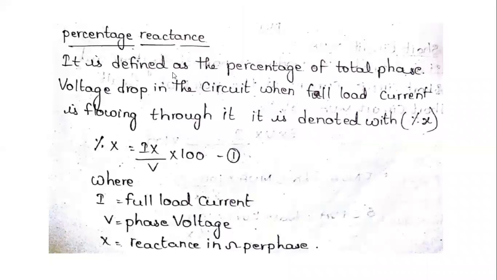By using these formulas, we can calculate how much short circuit current flows and what the percentage reactance is for any network. We can calculate it easily. That is the derivation for the percentage reactance and the short circuit currents in the case of any network.